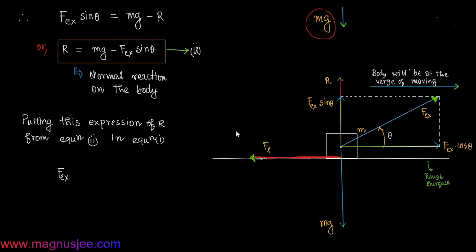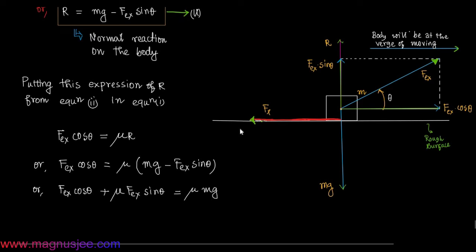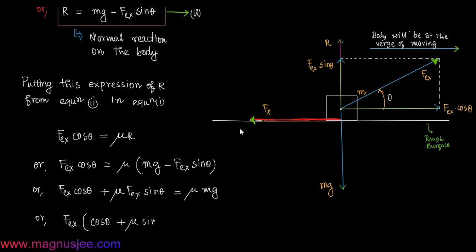We get Fex cos theta equal to mu into R, and putting the expression of R we get mu into (mg minus Fex sin theta), or Fex cos theta plus mu Fex sin theta is equal to mu mg. Now Fex is taken common: Fex (cos theta plus mu sin theta) is equal to mu mg.